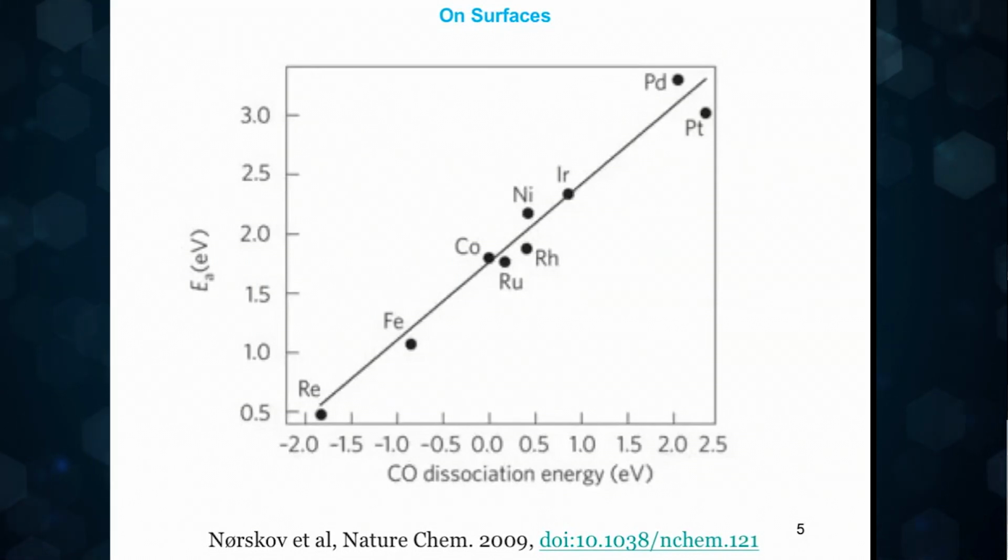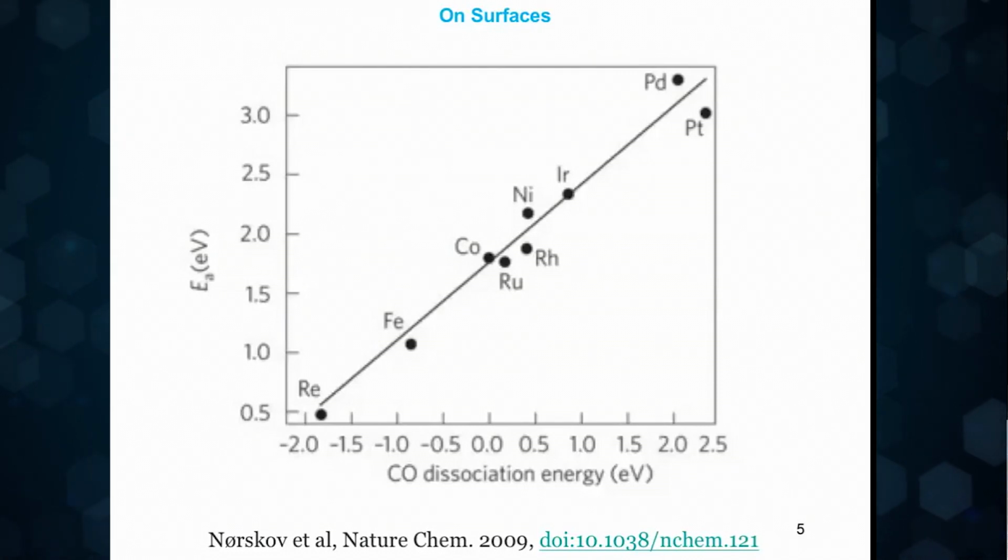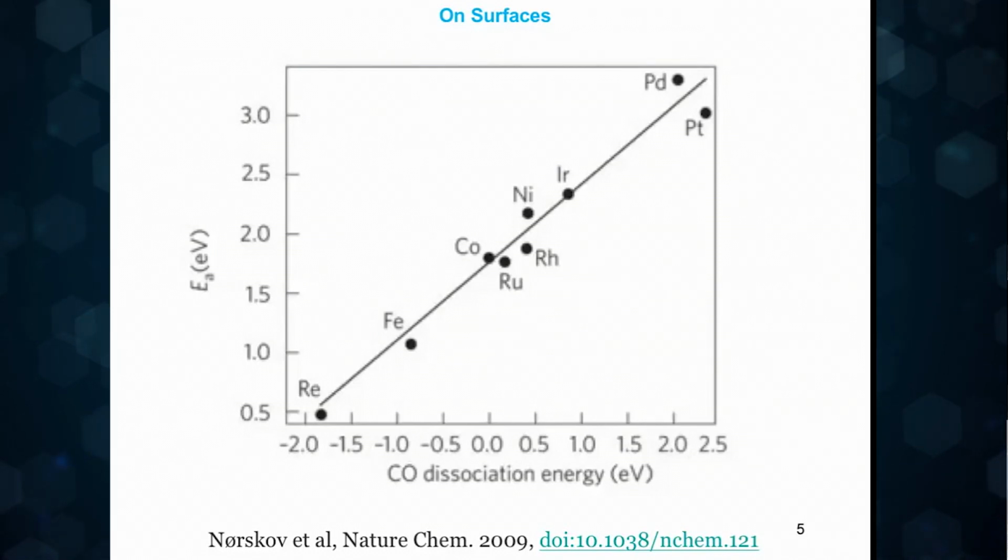And you see, for metal surfaces for which the dissociation energies are positive, the activation energies are also higher. So typically one would always look at reactions in which the dissociation energies are negative, for which of course the activation energies are also going to be lower.